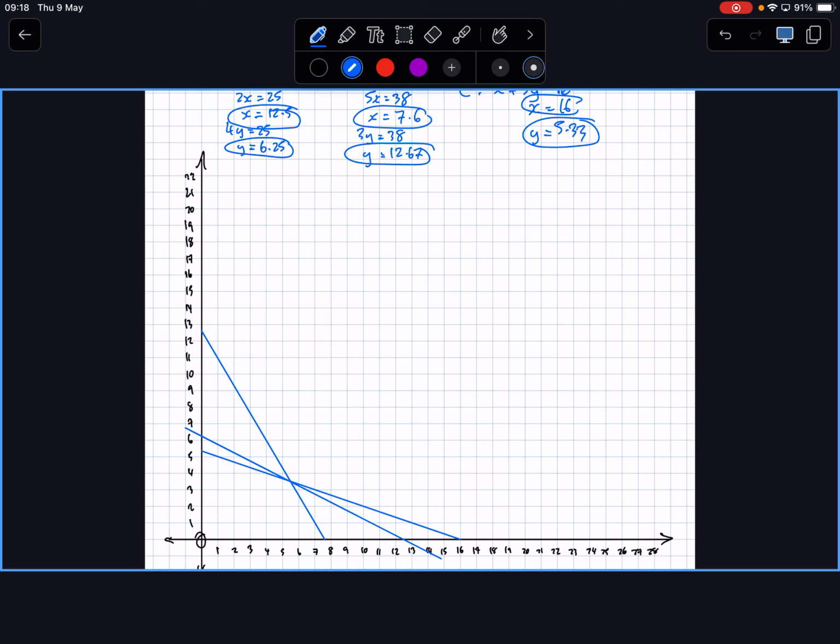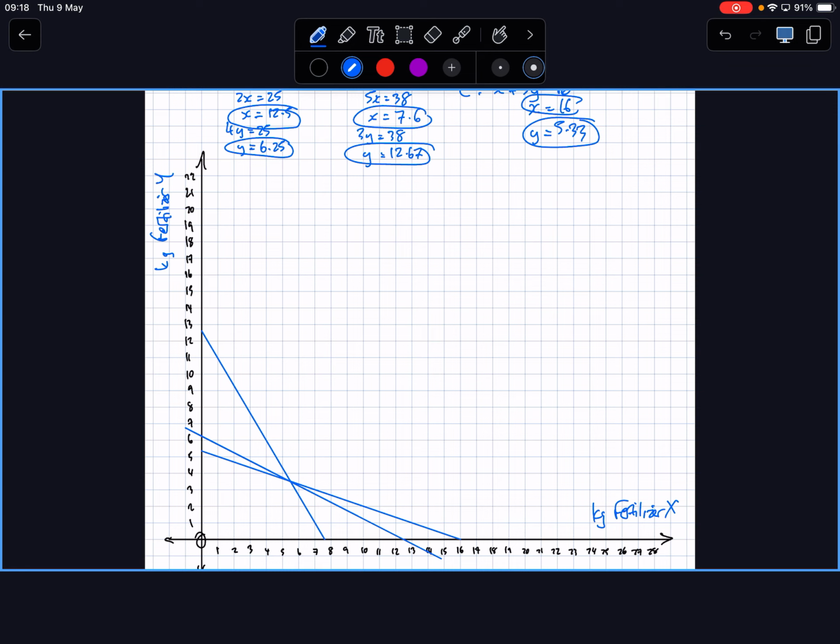kg fertilizer x. So this one would be kg fertilizer y. Also worth marks is labels on the lines.